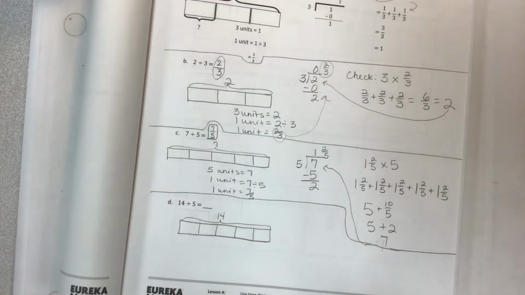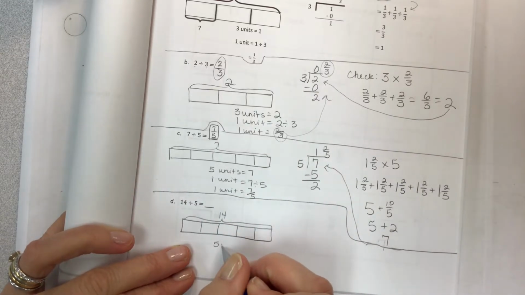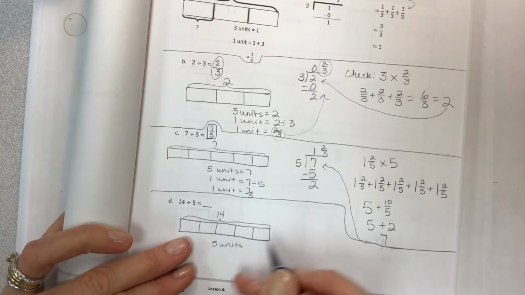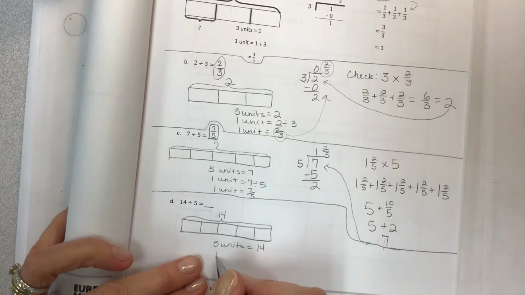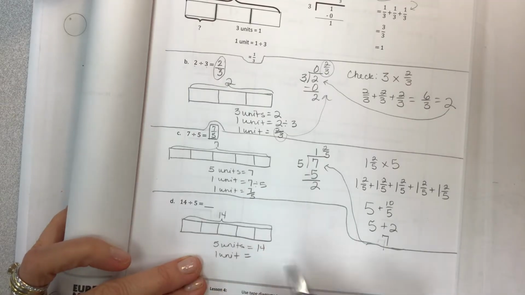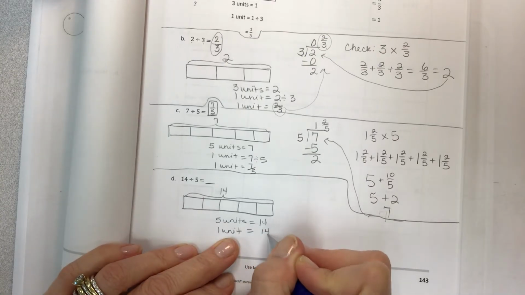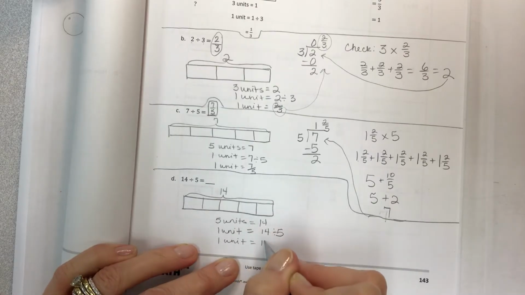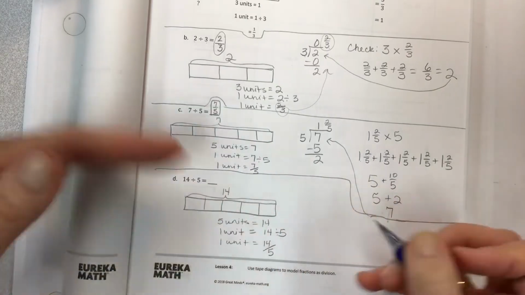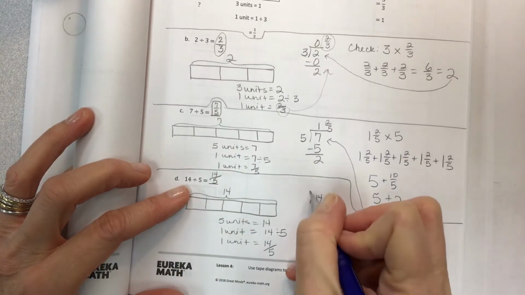Again, if we're going to create our unit form here, it's going to be the number of pieces showing the total. I would really like to know what 1 unit is. And so it's going to be 14 divided by 5. 1 unit will have this fraction. This is how you set it up: 14 divided by 5.